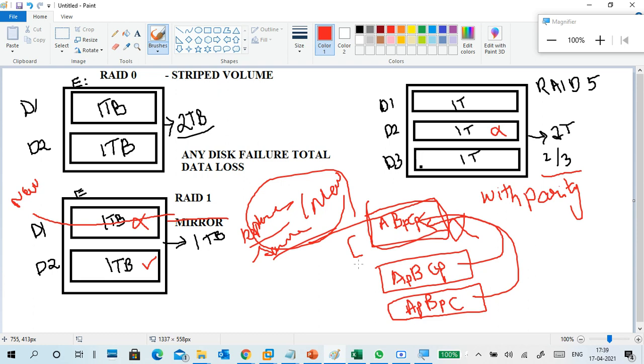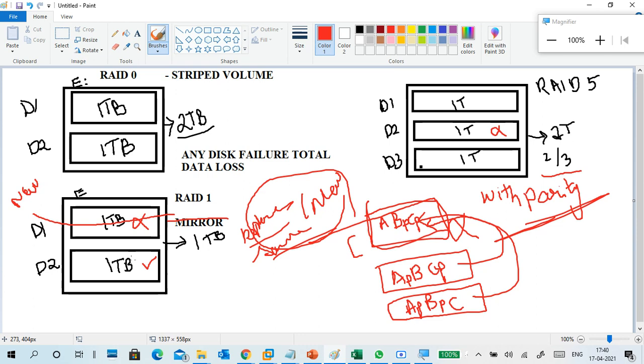What are the disks there? 3 disks are there. One disk is failure. I remove the disk and insert a new disk. So now what happened? Inside that new disk, the data will be regenerated from the other disks because of parity. That is called parity. So that is the advantage of RAID over a mirror.